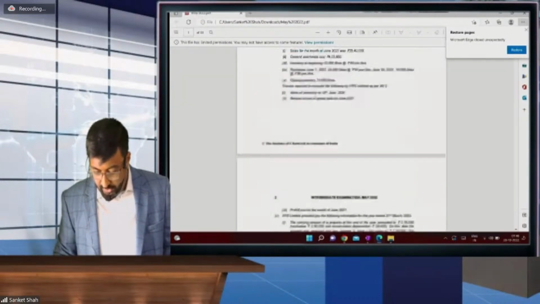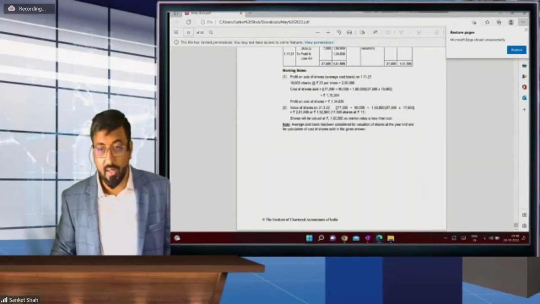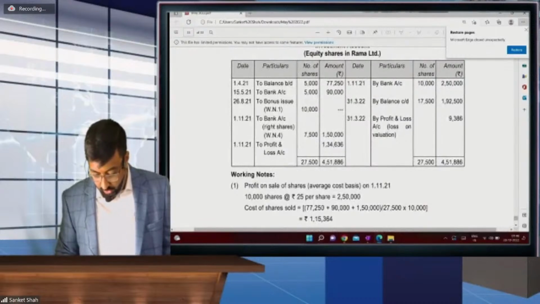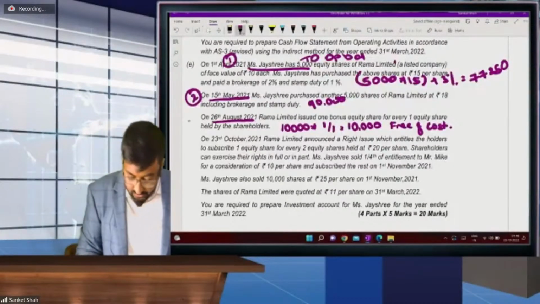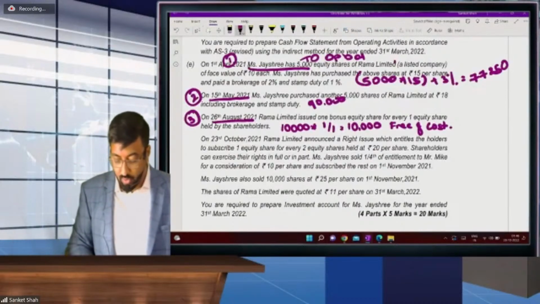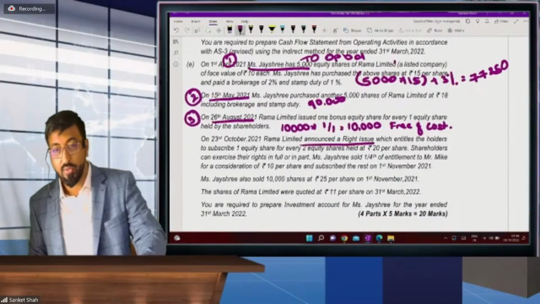So how many shares you have now? There are total 20,000 equity shares. So very easy. 10,000 shares you bought it for. Next one. So this is third day, third transaction. On 23rd October 2021, Rama Limited announced a right issue. Okay. So Rama Limited announced a right issue.